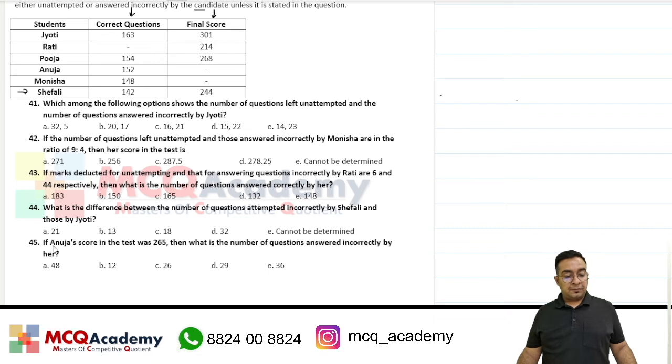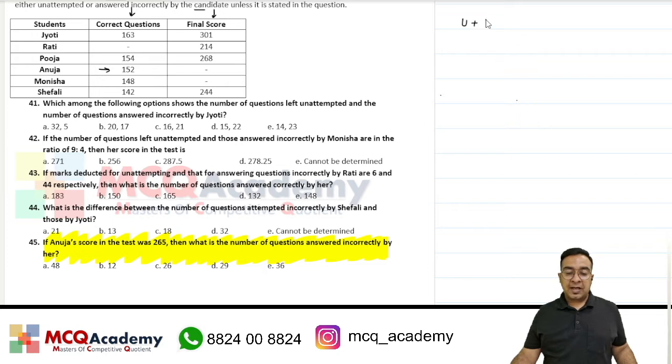Question number 45. If Anuja's score in the test was 265, then what is the number of questions answered incorrectly by her? हम लोग इस तरह के क्वेश्चन ऑलरेडी सॉल्व कर चुके हैं. अनुजा के केस में हमें यहाँ पे वैल्यू गिवन है 152 as the total number of questions that she has attempted correctly. तो बाकी बचे हुए हमारे पास में 48 क्वेश्चंस या तो इनकरेक्ट हैं या अनअटेम्प्टेड हैं. तो u plus I that is unattempted and incorrect questions का टोटल नंबर is equal to 48.